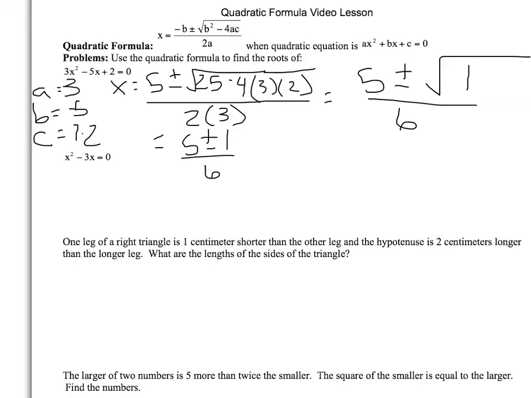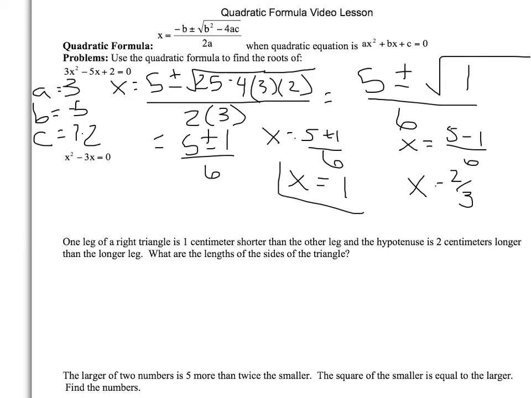At this point, when you have a nice number like 1 in that second half, I'm going to ask you to split it into two problems. You're going to say x equals 5 plus 1 over 6, and x equals 5 minus 1 over 6. Well, 5 plus 1 is 6, divided by 6 is 1. 5 minus 1 is 4, divided by 6 is 4/6, which reduces to 2/3. So x equals 1 and x equals 2/3 are your final answers. And that's it for that problem. You have your answers there.